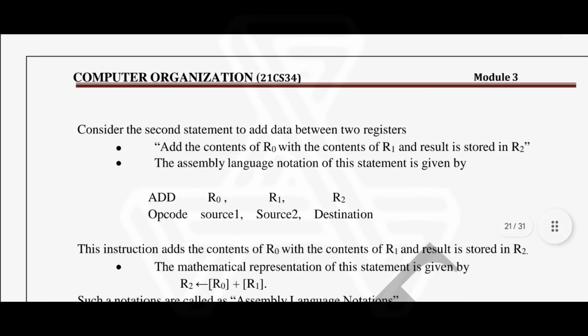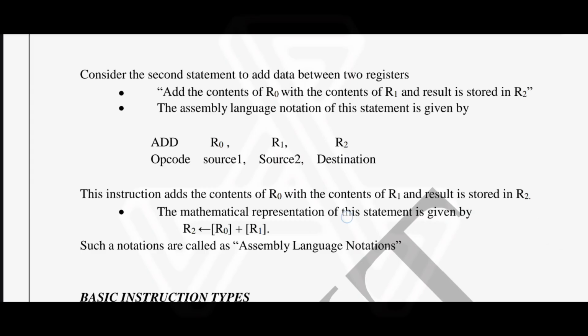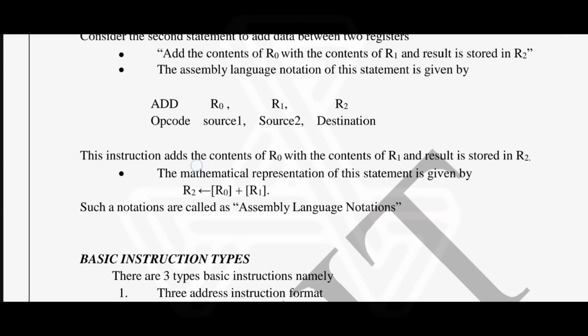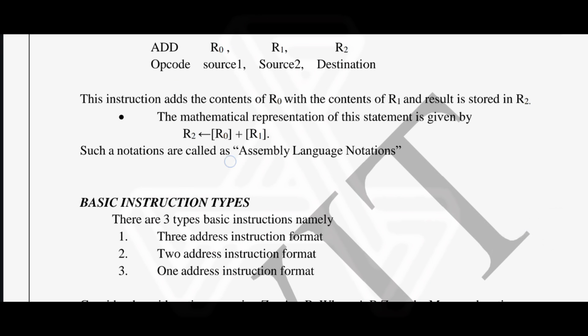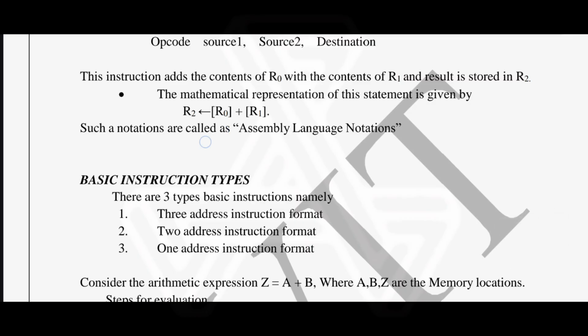And the second statement, add R0, R1, R2. Consider the second statement to add data between two registers. Add the contents of R0 with the contents of R1 and the result is stored in R2. The assembly language notation for this statement is given by opcode, source 1, source 2, and destination. The instruction adds the contents of R0 with the contents of R1 and the result is stored in R2. The mathematical representation of the statement is R2 equals R0 plus R1. Such notations are called assembly language notations.